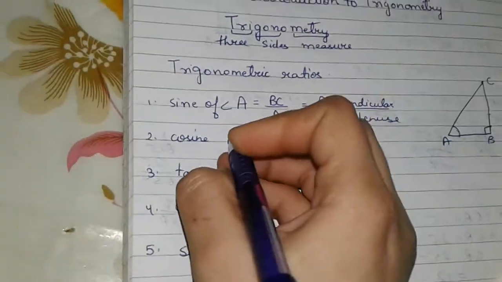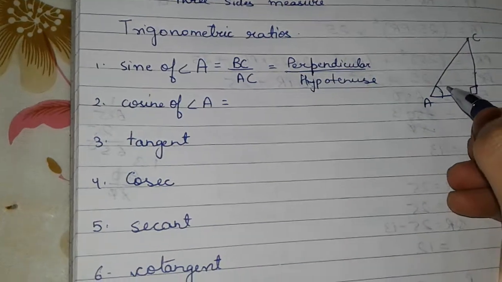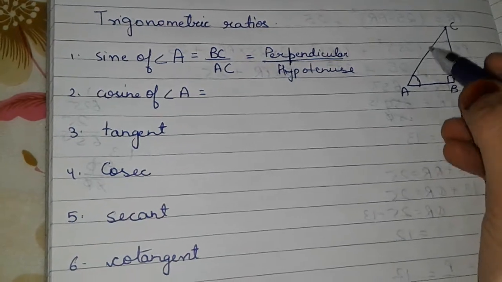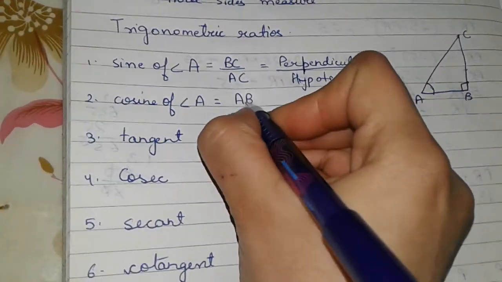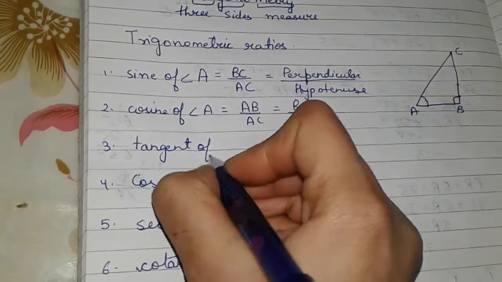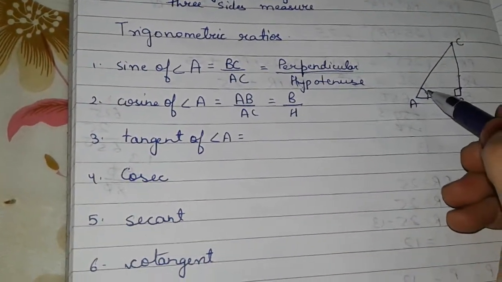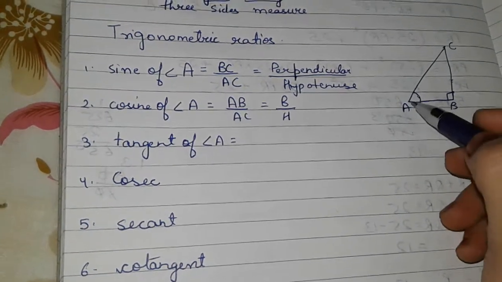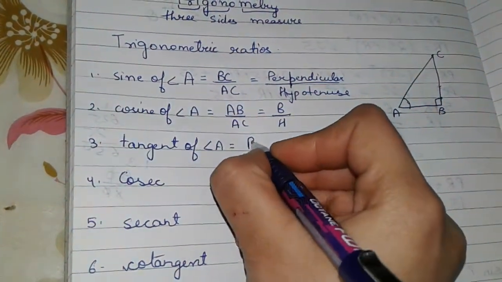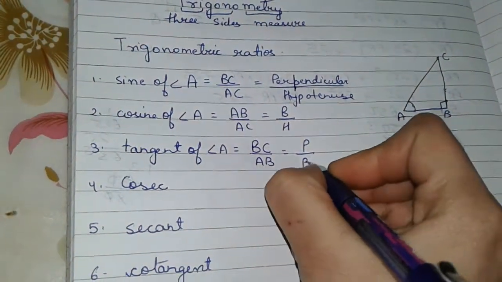Okay. Now cosine of angle A is equal to base upon hypotenuse. Base is the side adjacent to angle A, which is AB, upon hypotenuse AC. AB upon AC. It is base upon hypotenuse. Tangent of angle A is equal to perpendicular upon base. The perpendicular for angle A is the side opposite to angle A, which is BC, and the side adjacent to angle A is AB. So it is BC upon AB. BC is perpendicular and AB is base.